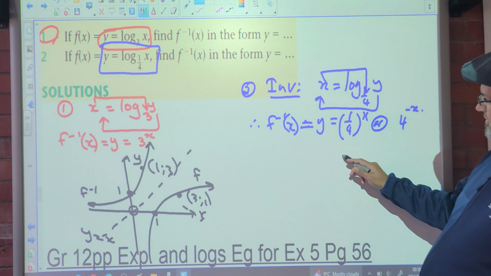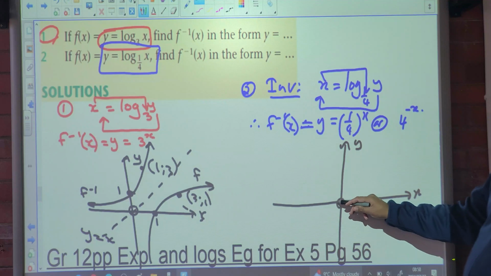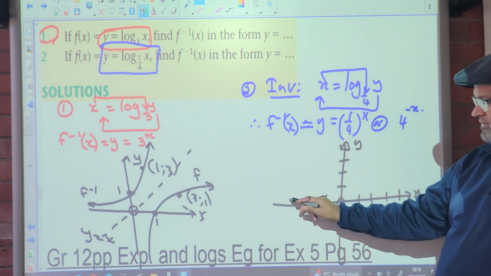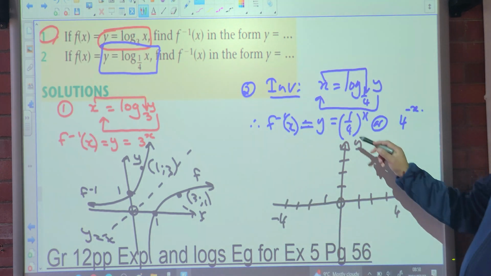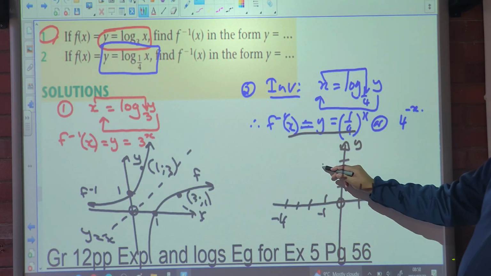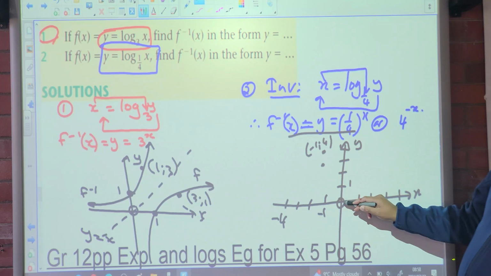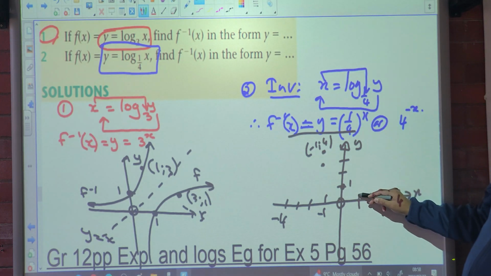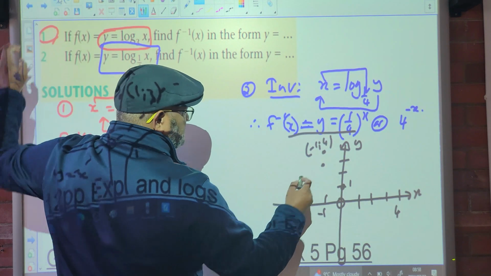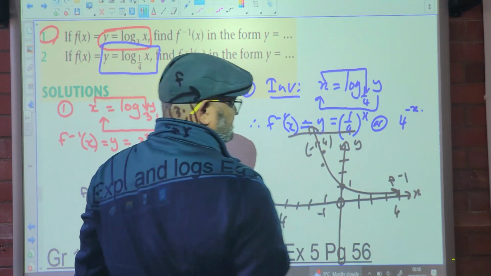Okay, let's look at this one, people. We know that the exponential graph is going to be easier to draw. So if x is minus 1, y is 4. That's minus 1 and 4. If x is 0, y is 1. If x is 1, y is a quarter. So the graph is going to be a decreasing exponential function. That is your inverse function.